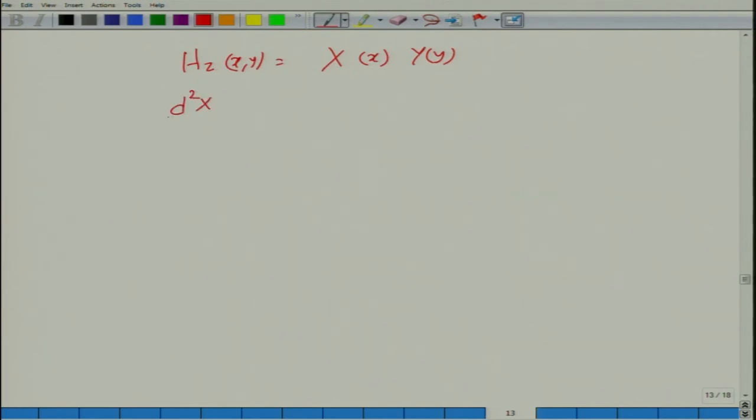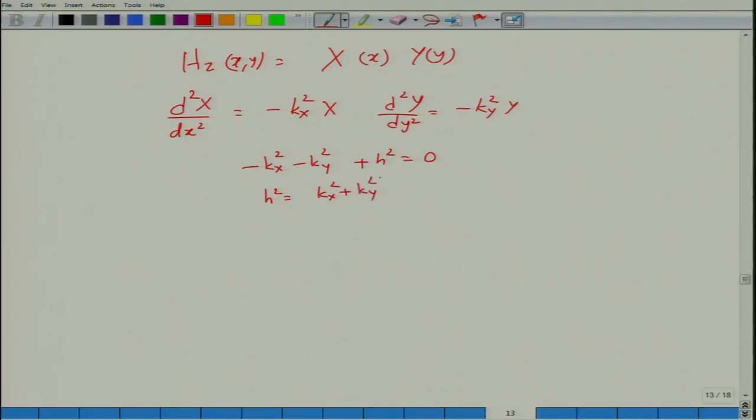Okay, when you do that, you will get d square X by dx square equals minus kx square X, and d square Y by dy square equals minus ky square Y. Okay, such that the constants minus kx square minus ky square plus h square should be equal to 0, or h square is equal to kx square plus ky square, since h square is nothing but gamma square plus omega square mu epsilon, right? So I can write gamma, the complex propagation constant, as equal to square root of kx square plus ky square minus omega square mu epsilon. Of course, I still don't know what kx and ky are, but I will be able to find that out by solving these equations individually.